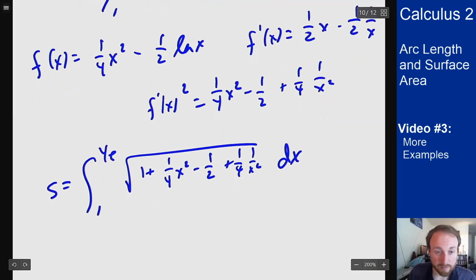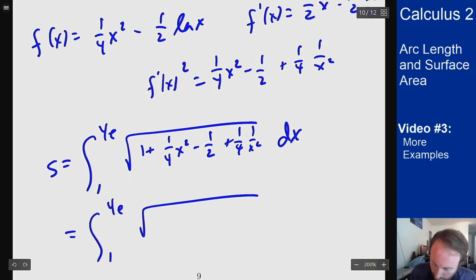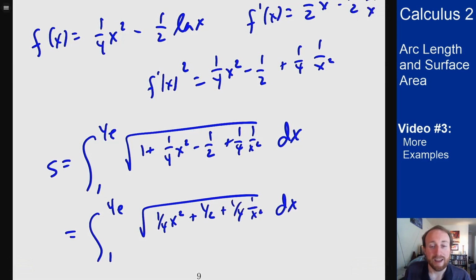I can simplify some terms inside. That minus 1/2 can combine with the 1 to make a plus 1/2. So 1/4 x squared plus 1/2 plus 1/4 1 over x squared. Now I want to figure out how to handle this expression in here. This is a little bit of a trick you can look for in here, and the point is that inside is a perfect square. How do we figure that out?